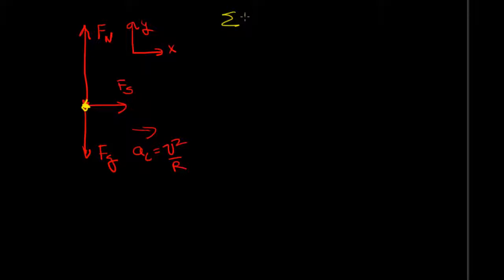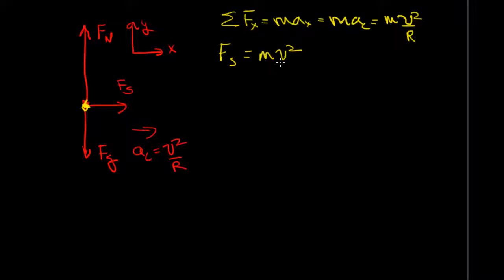And so I can just come over here and I can say, look, the sum of the forces in the x direction equals ma sub x, and that's just ma sub c, which is the centripetal acceleration, which is mv squared over r. And so the static friction, the force in the x direction is just F sub s, and so this just says F sub s is equal to mass times v squared over r, except the static friction force is also equal to mu sub s times the normal force.